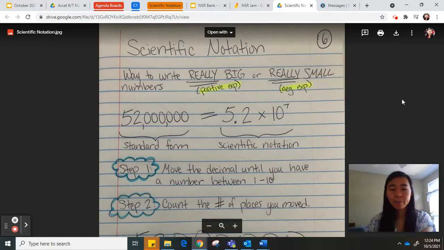And as you can see, I have a picture of our notes that we took in our notebooks. So your notes should look like mine, and we're going to go over what we wrote.